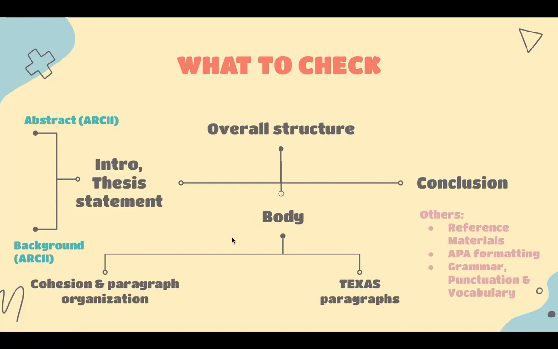For the body, you have to check the cohesion and paragraph organization. See how your ideas are connected and whether they relate to the thesis statement yet. Then the Texas paragraph structure. And then the conclusion: restate the thesis statement and put in some implications and calls to action. The other things you will also need to include are the references and the APA formatting, both in-text and in the reference list, and then grammar, punctuation, and vocabulary. So these are mainly what you need to check moving forward.